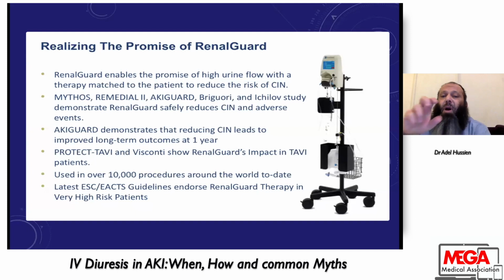It enables the promise of high urine flow with therapy matched to reduce the risk of CIN, or contrast-induced nephropathy. It incorporates many trials since it started, from 2014, 2015, like Metheus, Remedial, AG-Card, Bigori, AKI Guard, Protective TAVI, more than 100,000 procedures around us now. They are using this renal guard therapy, and it was incorporated into the European Society guidelines to endorse the renal guard therapy in high-risk patients.